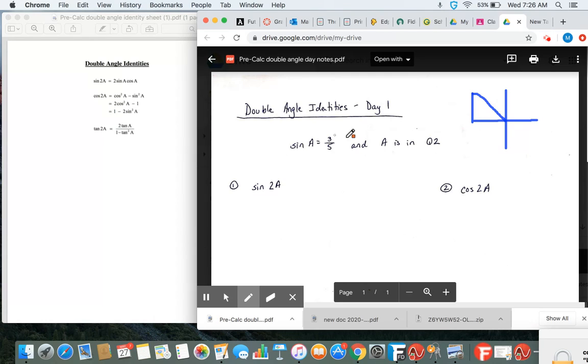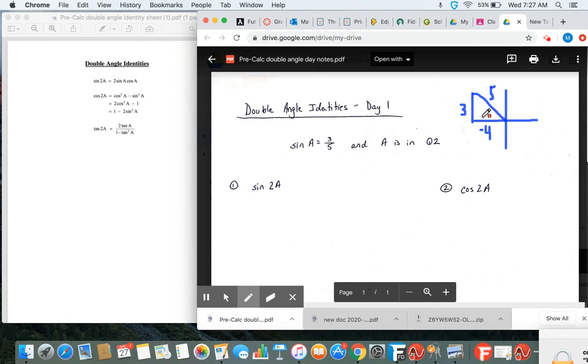We know that sine is y over r. So my radius is 5. The y coordinate is 3. The x-coordinate, because this is a Pythagorean triple, we know is 4. It's a 3, 4, 5 right triangle.